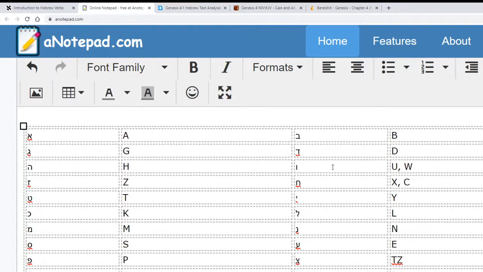choose for yourself. Vav, you can use U if you're just keeping track of consonants. You can use W. That's probably a better one. It's up to you. Zion. So Z will be used for Zion, but some people will use just the Z for the Tzadi as well, which can get confusing.